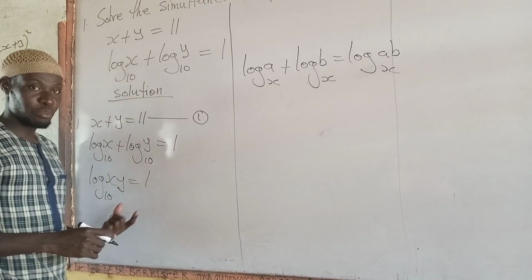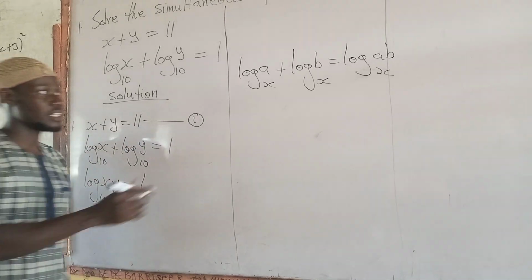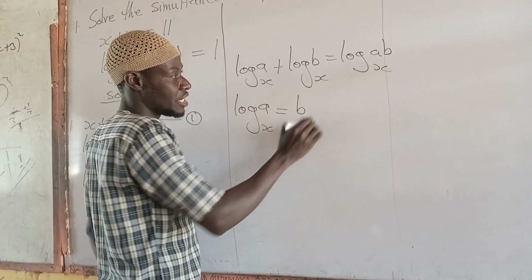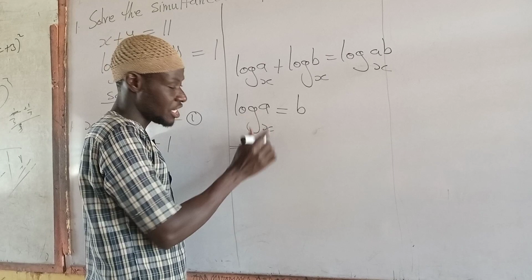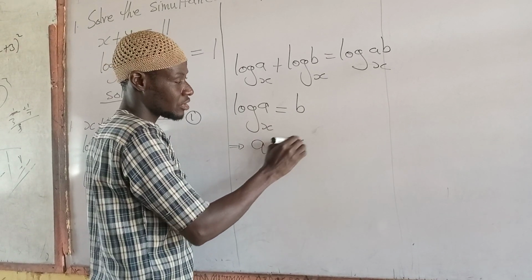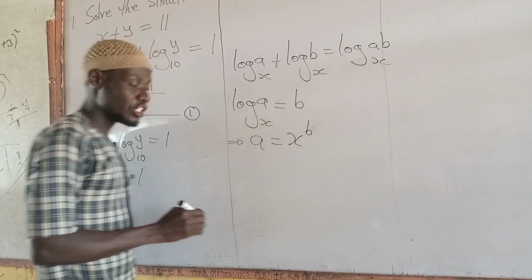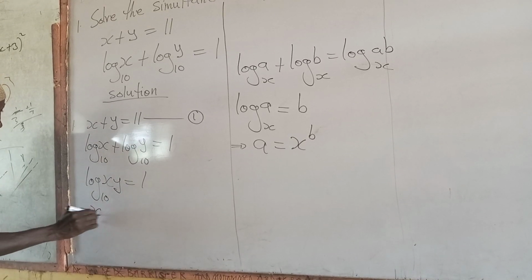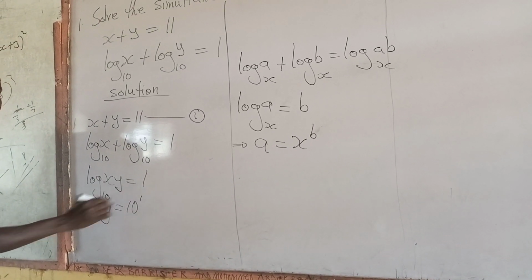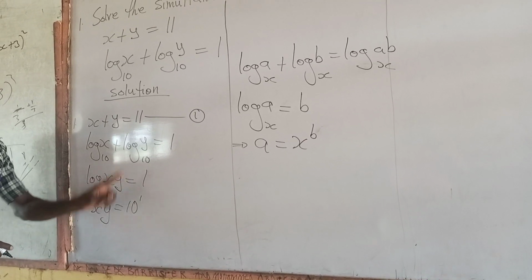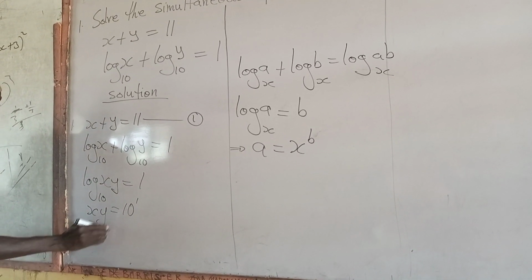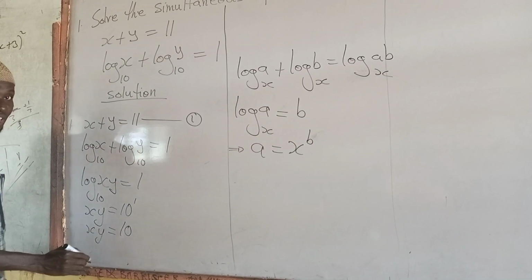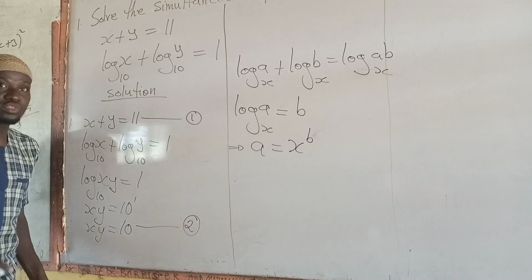Now from here, we apply the definition of logarithm. The definition is that if you have log of a to base x equal to, let's say, b, then this will be the same as a being equal to x to the power b. Applying the definition of log here, this gives xy being equal to 10 to the power 1. You know that any number to the power 1 is the same number, so 10 to the power 1 gives us 10. So xy is equal to 10, and this gives us equation 2.